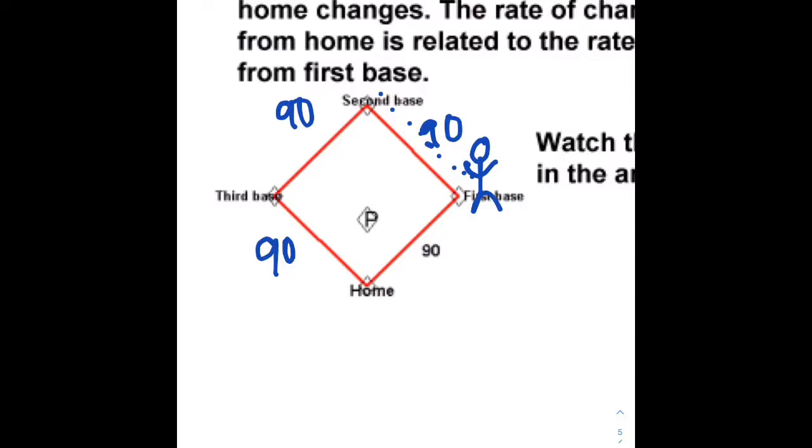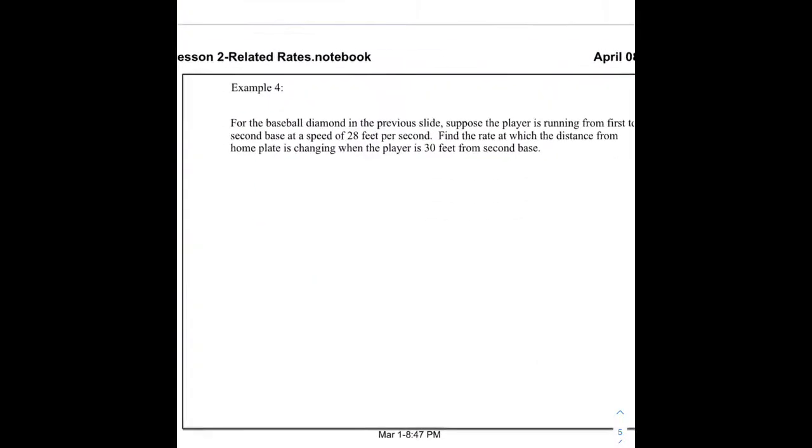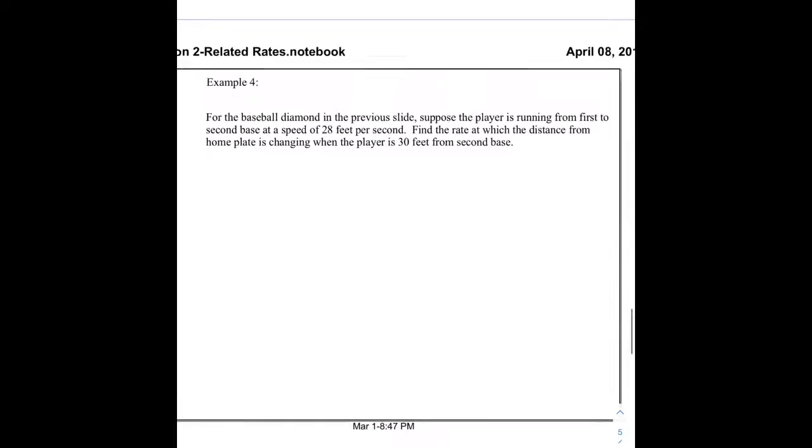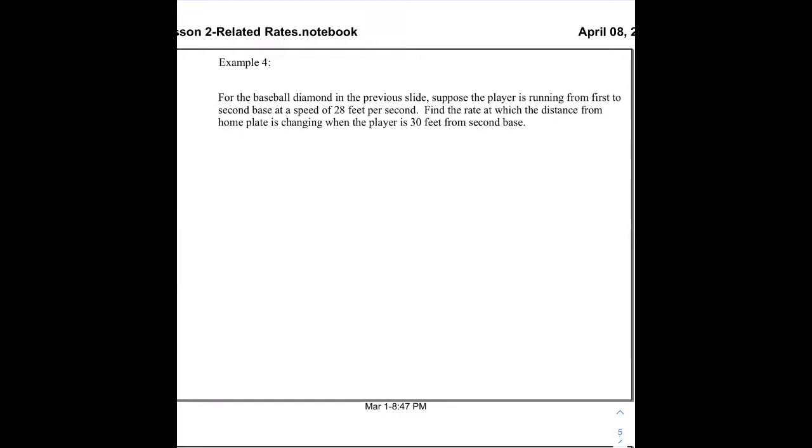What's going to happen is that's going to create a right triangle from home to first base, and we don't know how far the runner has gone. When we connect that to home, this is how we create our right triangle. All right, so let's read it. For the baseball diamond in the previous slide, suppose the player is running from first to second base at a speed of 28 feet per second. Find the rate at which the distance from home plate is changing when the player is 30 feet from second base. Ugh. Okay, here we go.